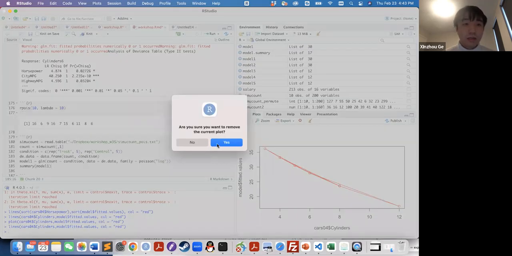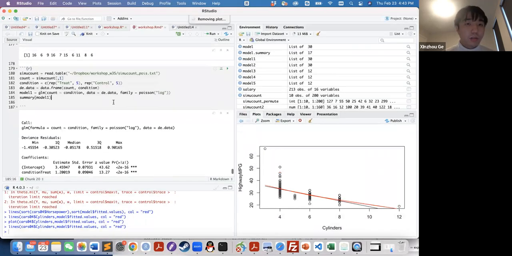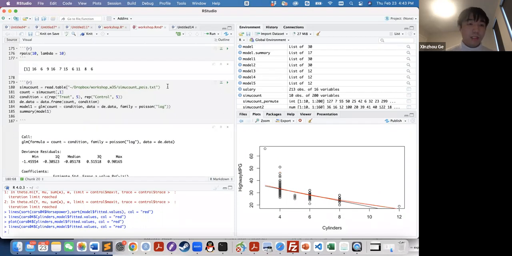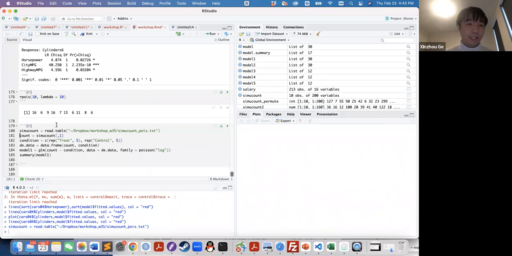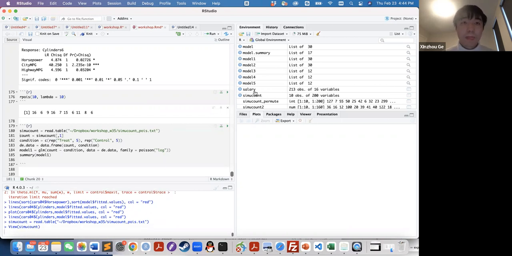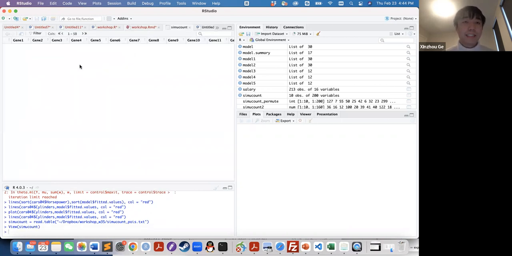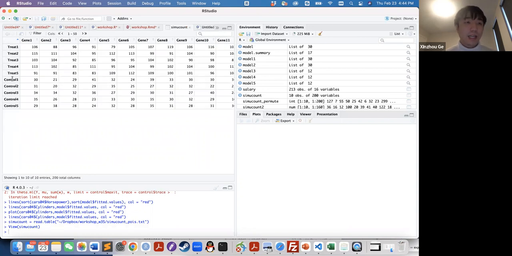So if we go to the dataset and use this function read.table to read this dataset, we can have a look at what the dataset looks like. If we have a look at this dataset, we will see that it has 10 rows and 200 columns, and each row is a biological replicate and each column is a gene.